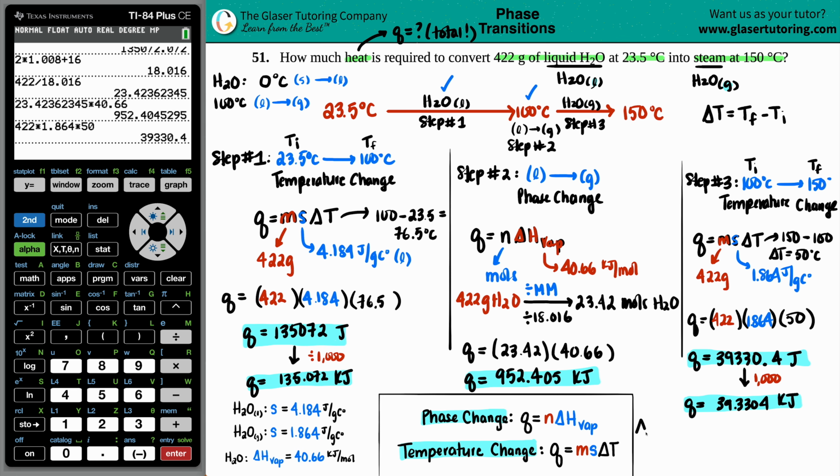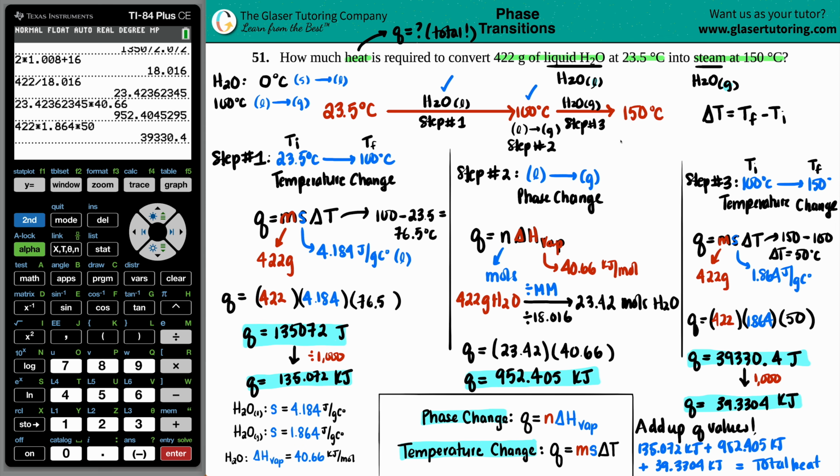Now we're ready. Add up the Q values. So we have 135.072 kilojoules plus the 952.405 kilojoules plus the 39.3304 kilojoules. And this will be your total heat.